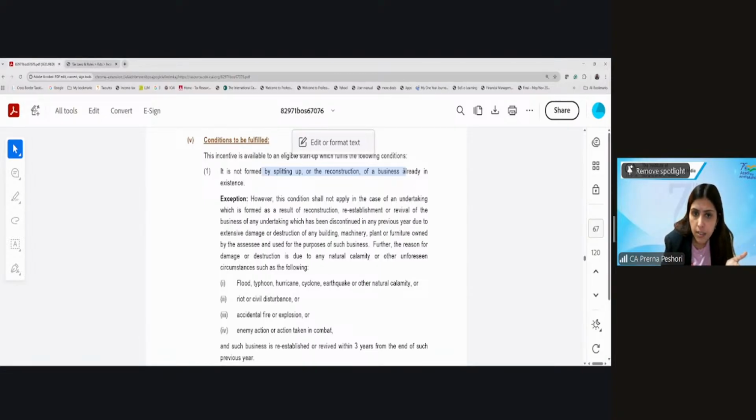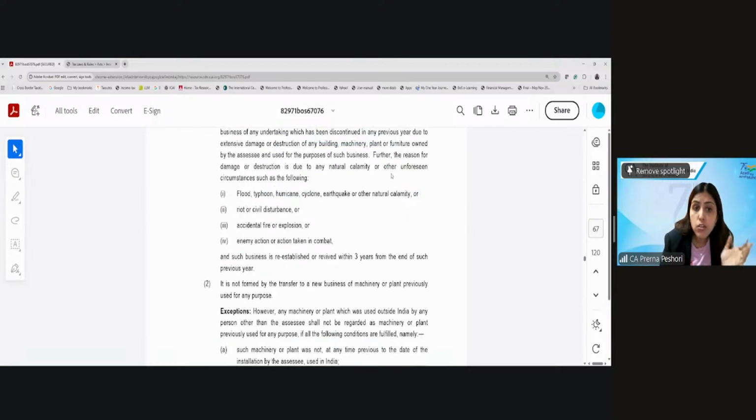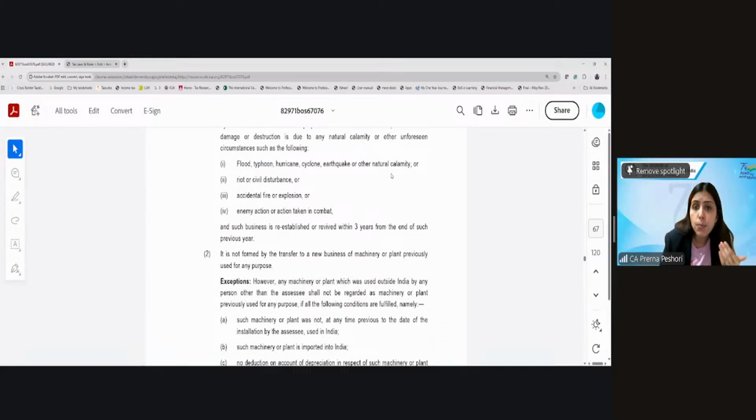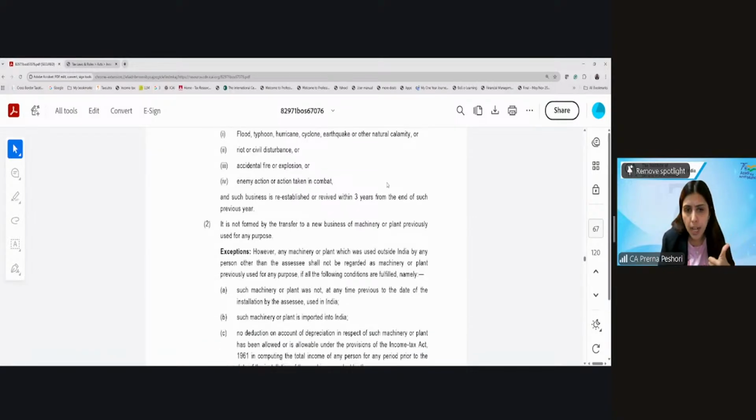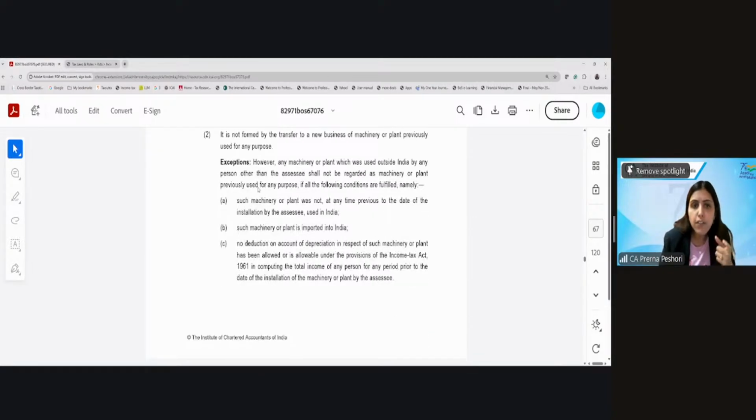Are we clear? Then it is not formed by the transfer to a new business of old plant and machinery, except if it is imported plant and machinery, or the value of the second-hand plant and machinery taken is less than 20% of the total value of plant and machinery. If you remember, the same condition exists in other sections also in PGBP, in 35AD and all of that. Do you recollect? Then in that particular case, you can claim the deduction of the ATIAC.